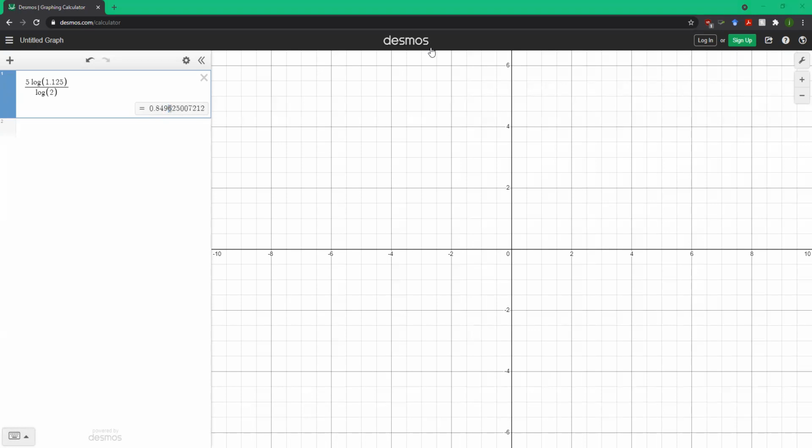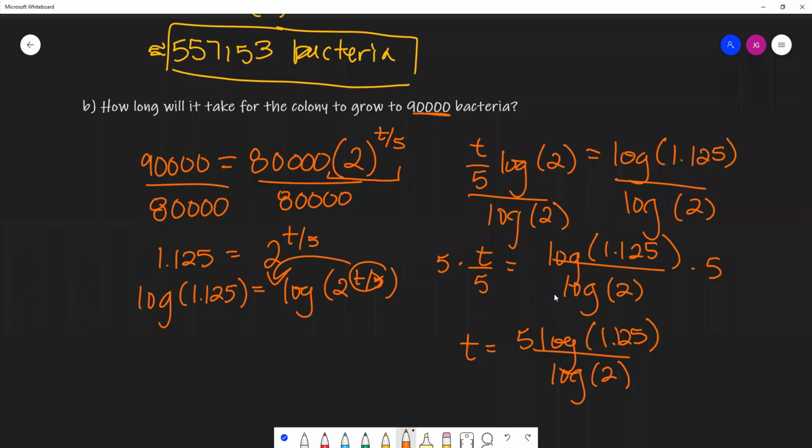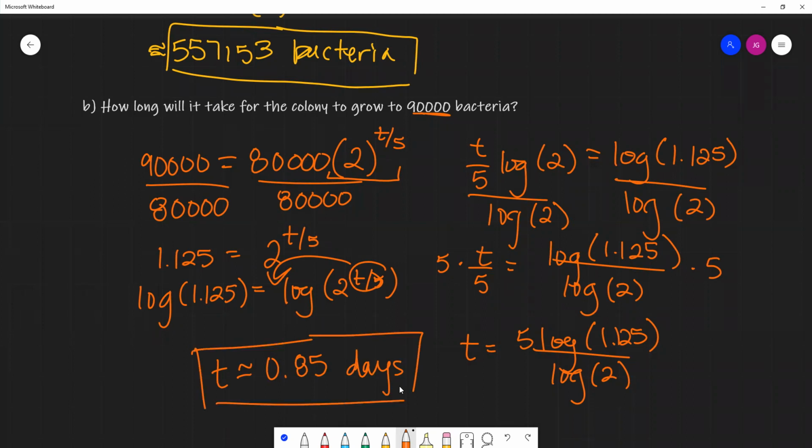Okay, heading back to the whiteboard, 0.85. And that makes sense, right? In 5 days, it doubles to 160,000. We're talking about 90,000 right here, which is way less than the 160,000. It's between 80,000 and 160,000. So we know that our amount of time should be between 0 and 5 days. We're cutting it to a little bit under 1 day because we got an answer of about 0.85 days. Okay, so our answer is a little bit less than a day. Okay, awesome. And so there is the doubling time example.